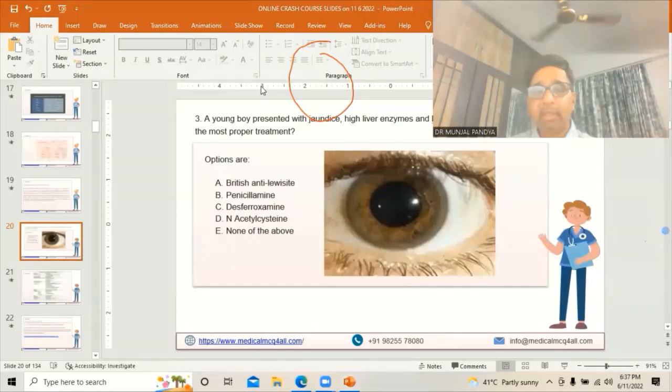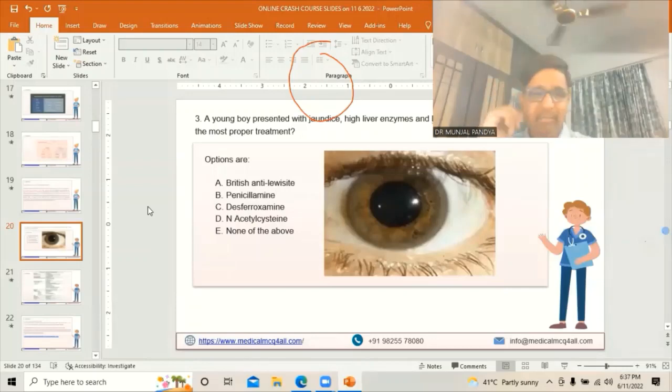We are 39 participants in the hall, so if anyone wants to speak, speak up. Fine. If not, then I'll go ahead. So this is copper. Excellent, penicillamine. Wonderful. So this is penicillamine.